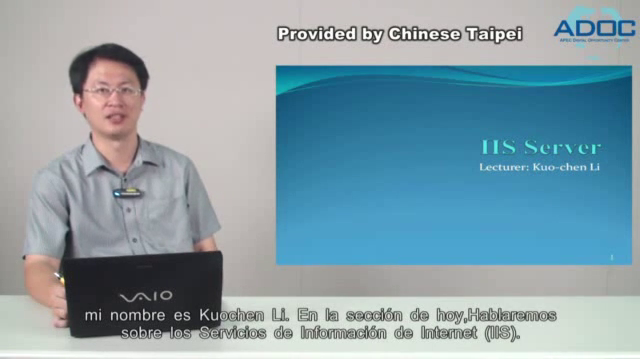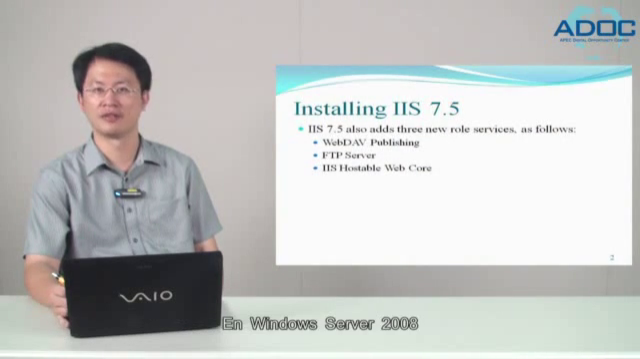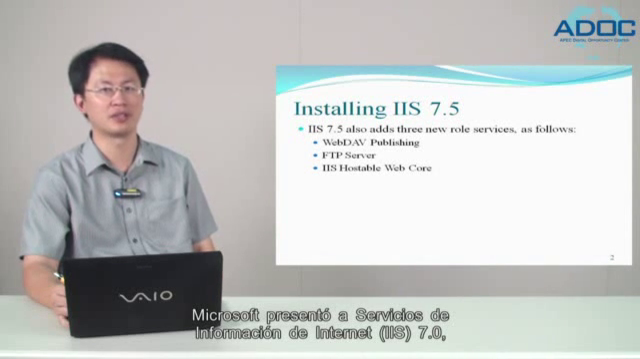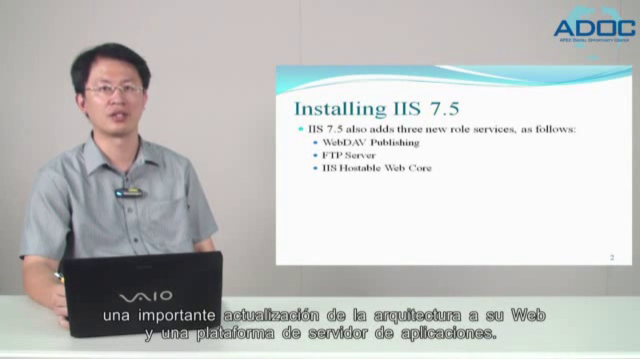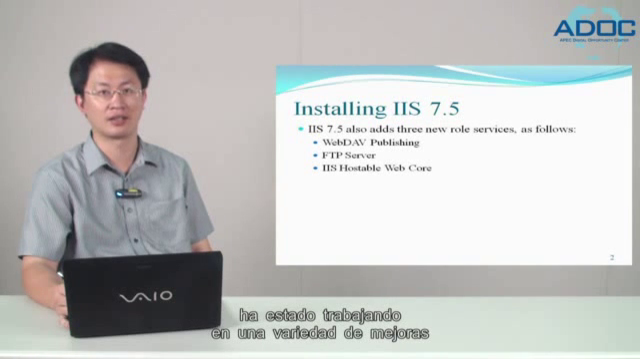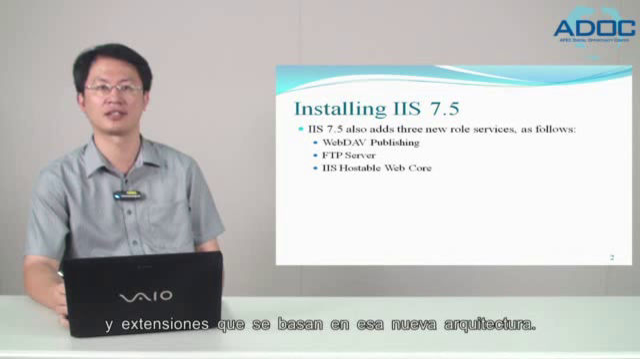In today's sections, we will talk about Internet Information Services, IIS. In Windows Server 2008, Microsoft introduced Internet Information Services, IIS 7.0, a major architectural update to its web and application server platform. Since then, as anticipated, the IIS development team has been working on a variety of enhancements and extensions that build on that new architecture.